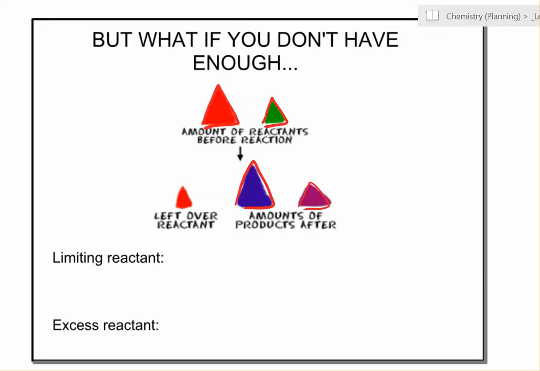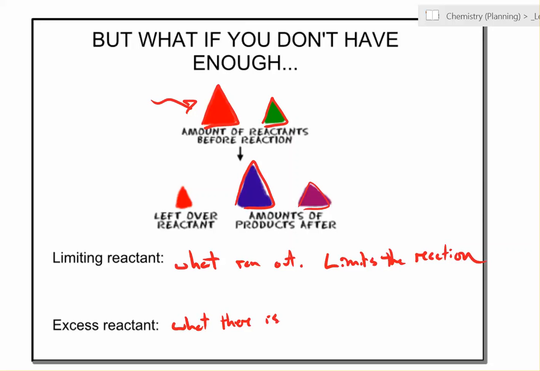So we can go ahead and label these things. We can call that green reactant the limiting reagent, or what ran out. The reactant that limits the reaction. And we can call that red reagent or red reactant the excess reactant, what there is excess of. It's that green reactant, that limiting reactant, that we're really concerned with in these problems.